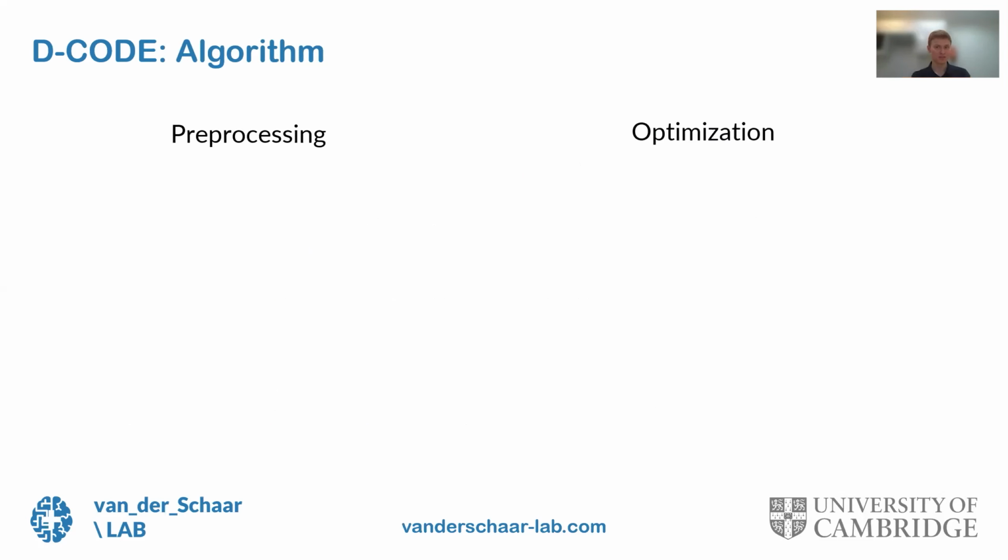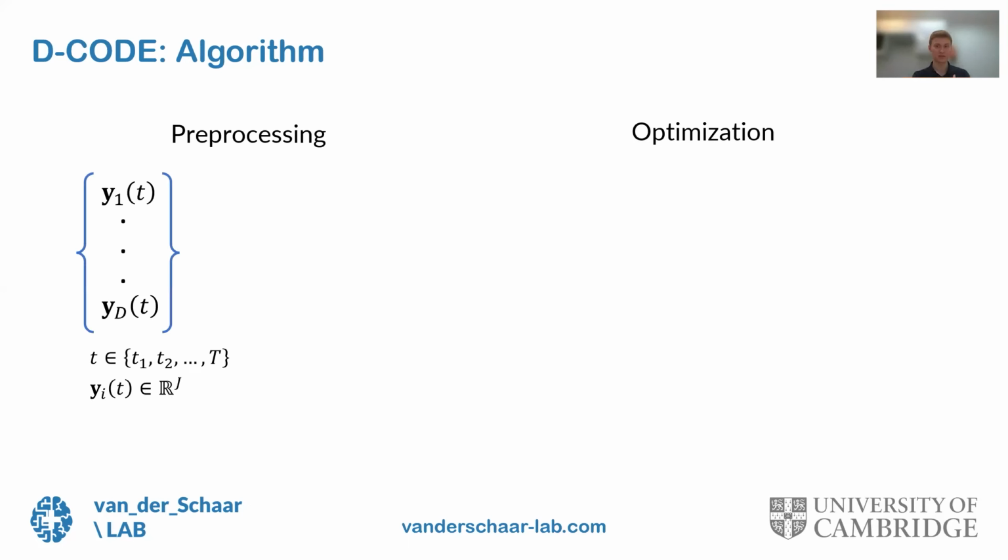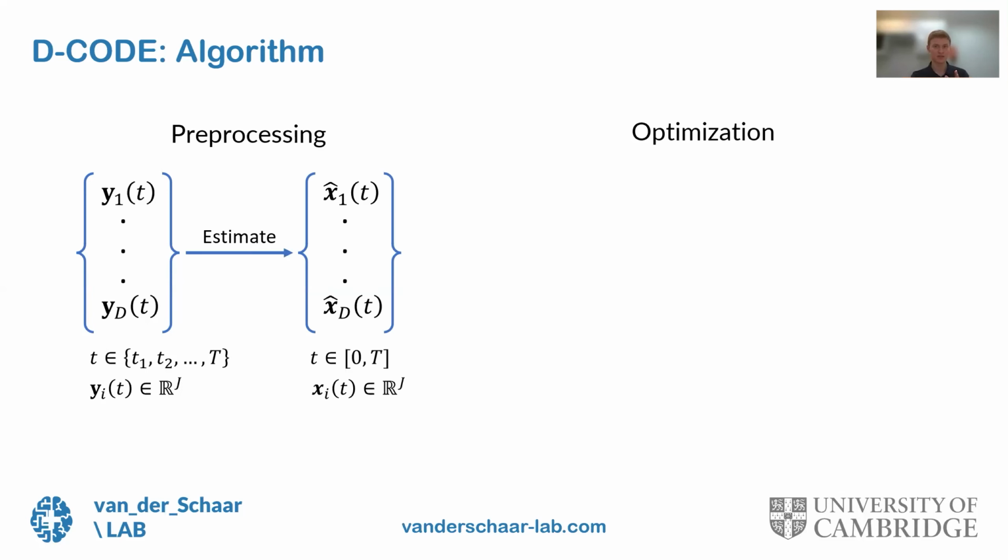I can now describe our algorithm. So Decode consists of two steps, preprocessing and optimization. In preprocessing, we take the dataset of observed trajectories and we denoise them and interpolate to get estimated trajectories. Note, we estimate the trajectories, not the derivatives. And our framework is agnostic to the exact kind of smoothing algorithm, and it should be chosen based on the application and the domain knowledge.